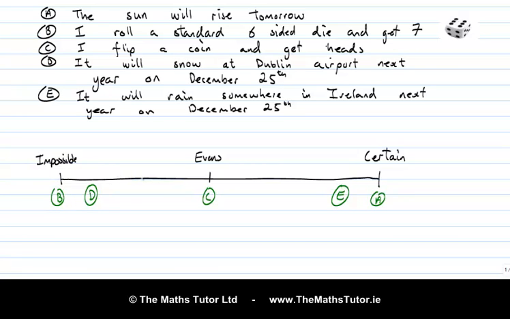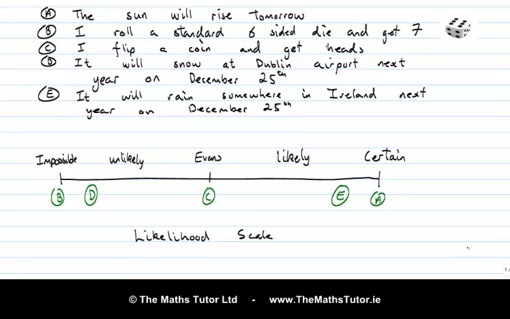So the events in between impossible and evens, we would call those unlikely. And events in between evens and certain, we would call likely. So this is what we call the likelihood scale. It's an informal way of classifying the likelihood of various different events. From a mathematical point of view, however, this way of talking about likelihoods is not very satisfactory. We'd like to be able to be more precise than a scale like this allows.